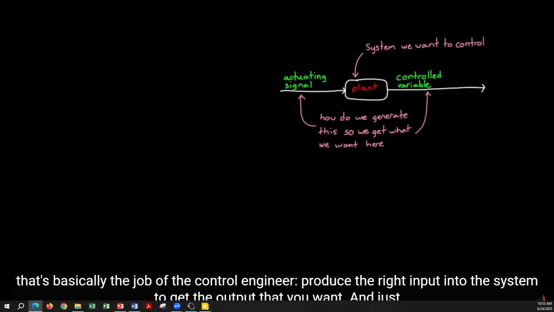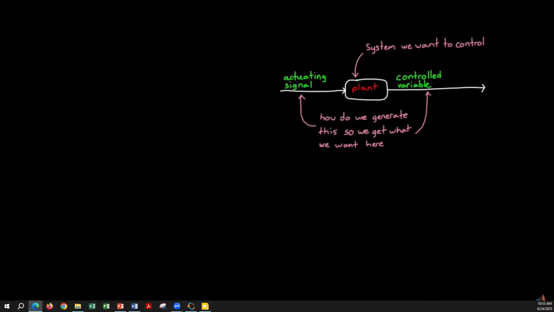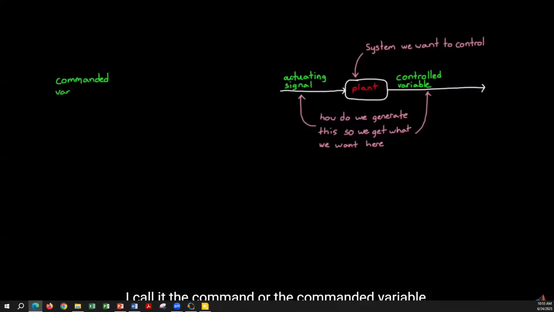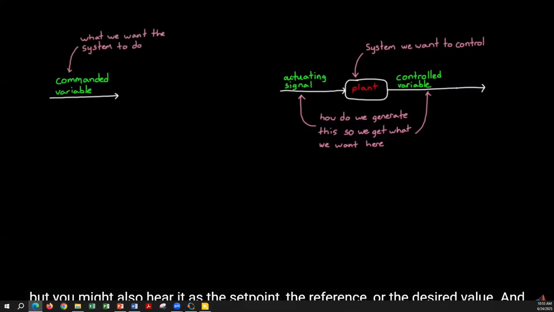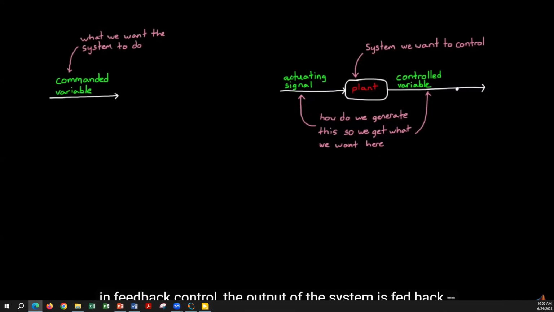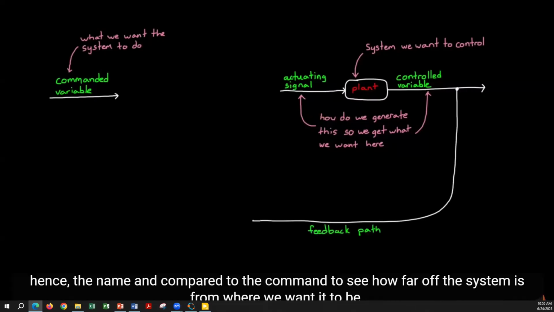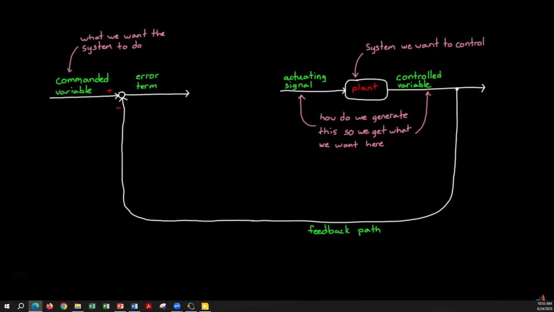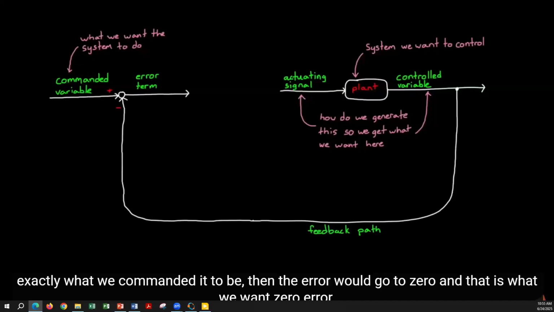And that's basically the job of the control engineer: produce the right input into the system to get the output that you want. And just like before, the output you want also goes by various names. Here I call it the command, or the commanded variable, but you might also hear it as the set point, the reference, or the desired value. And in feedback control, the output of the system is fed back, hence the name, and compared to the command to see how far off the system is from where we want it to be. This difference between the two is the error term. If the output was exactly what we commanded it to be, then the error would go to 0, and that is what we want, 0 error.